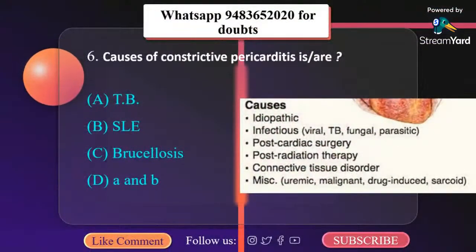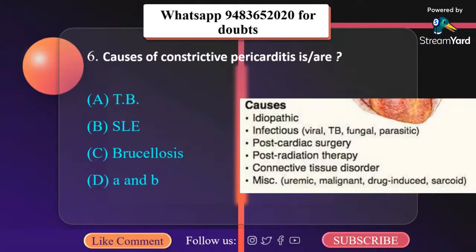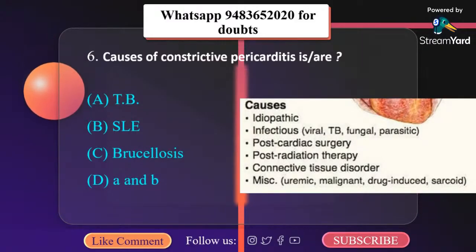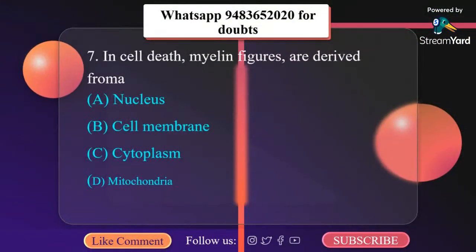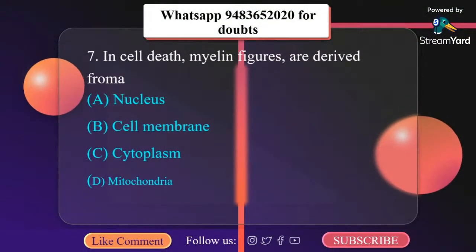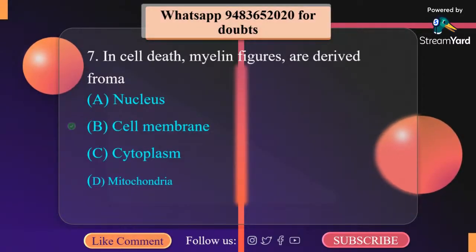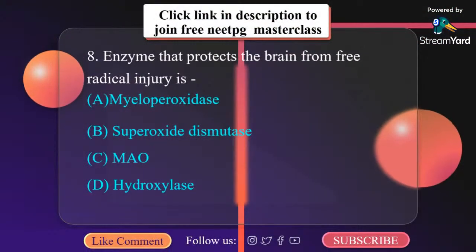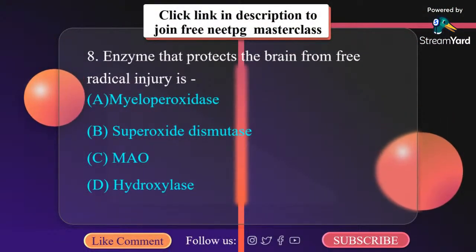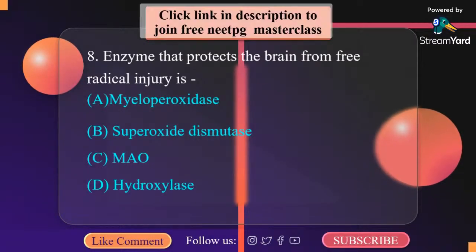Causes of constrictive pericarditis are A. TB, B. SLE, C. brucellosis, D. A and B. It is both TB and SLE, so it is both A and B. That is, the correct option here is D. In cell death, myelin figures are derived from nucleus, cytoplasm, cell membrane. So the correct answer here is cell membrane. Enzyme that protects the brain from free radical injuries. It's absolutely superoxide dismutase, which has an antioxidant mechanism.